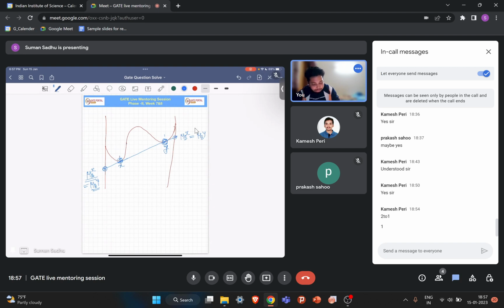So these 2 points, what are these 2 points called? Anyone of you know? These 2 points are called binodal points. And what are the spinodal points? Spinodal points will be somewhere here. So at these 2 points, your del square G by del x square is equal to 0. So this 2 points are called spinodal points.